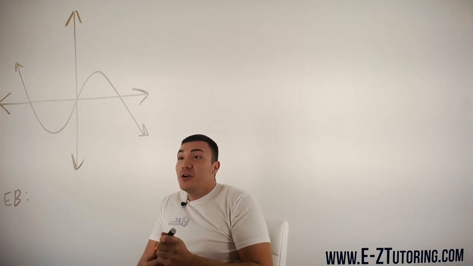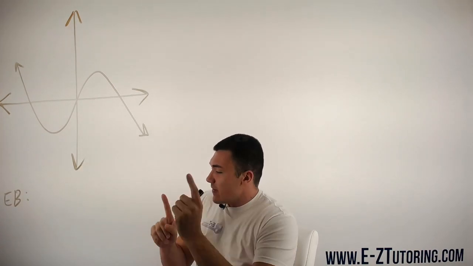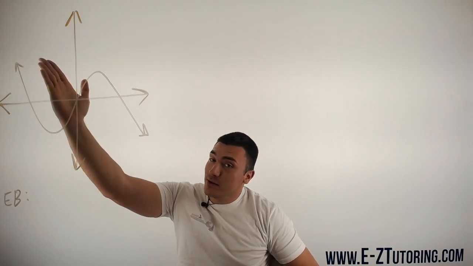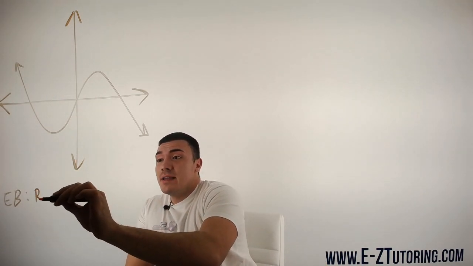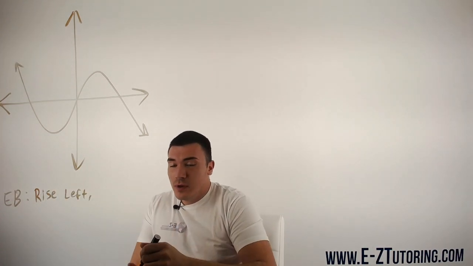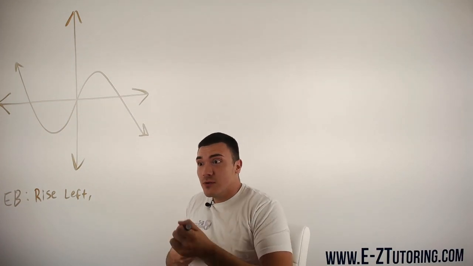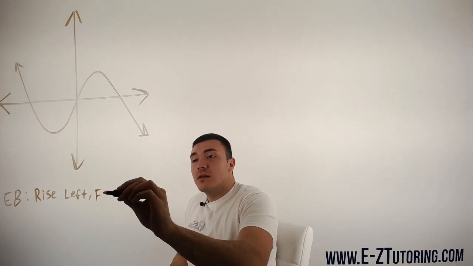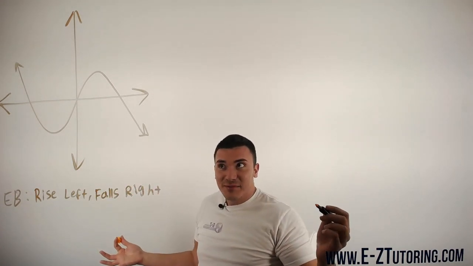The end behavior, all you need to do is see what it does towards the left of the graph. As it goes left, you can see it continues to rise that way, which means that it will rise towards the left. And when we go towards the right side, we see it goes this way forever, and it falls to the right. So rise left, falls right. That's it. Our end behavior is done.